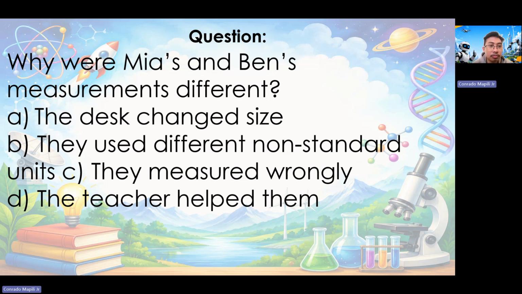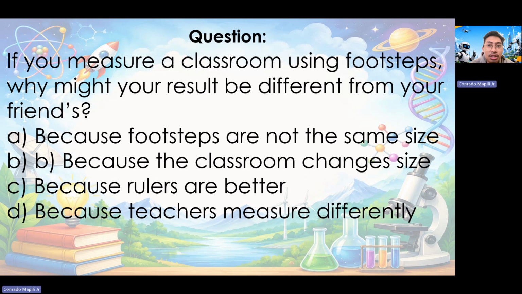Okay, very good. Next, if you measure a classroom using footsteps, why might your result be different from your friends? A. Because footsteps are not the same size. B. Because the classroom changes size. C. Because rulers are better. Or letter D. Because teachers measure differently. Excellent job.